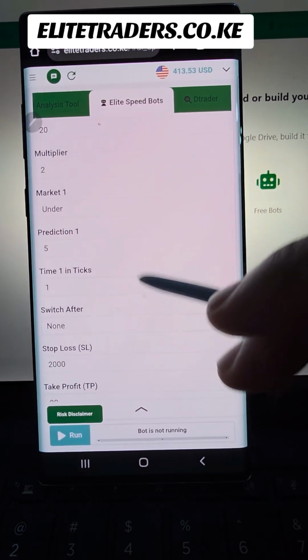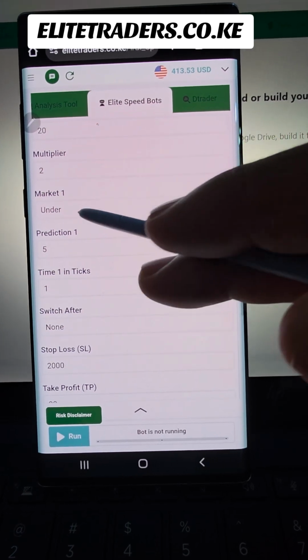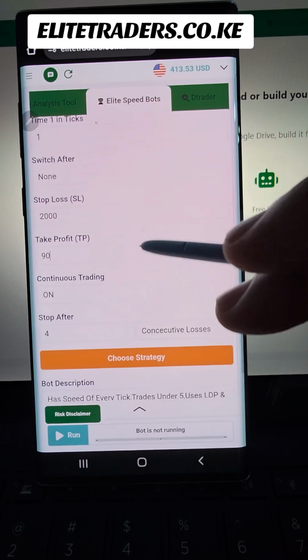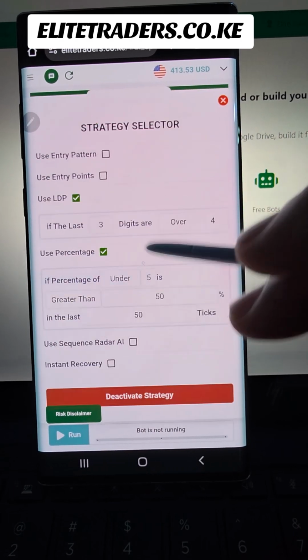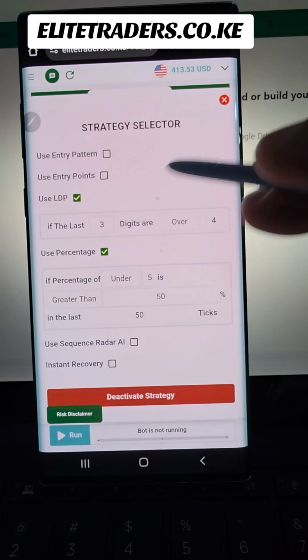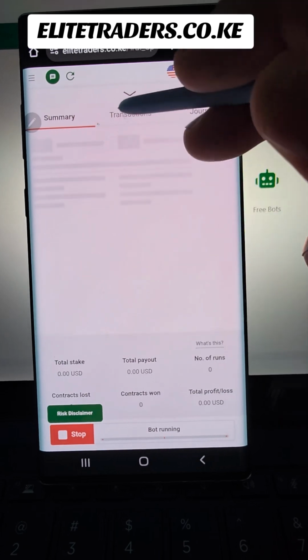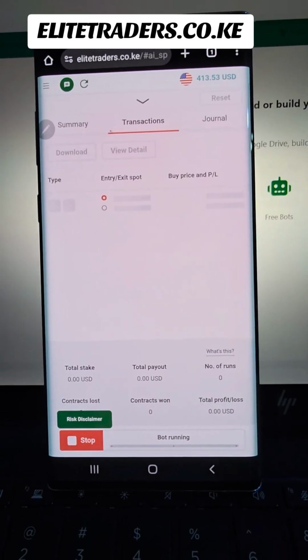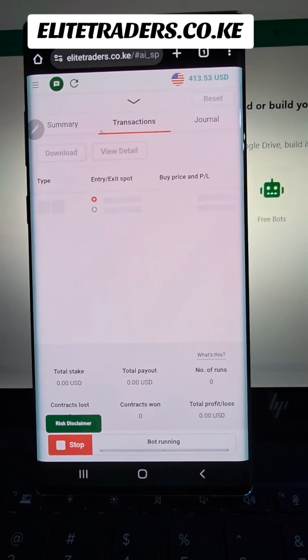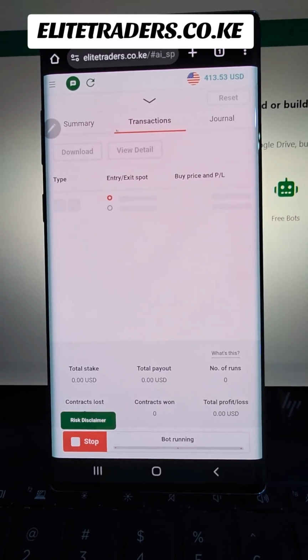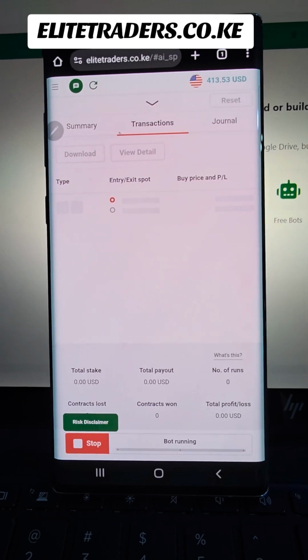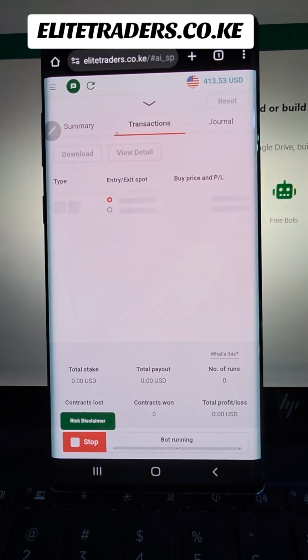So this robot is actually trading. Just check, market 1 is under 5 here, and the robot is auto analysis. It's using the LDP and percentage for analysis. Okay, so just run the robot. Once the market meets the condition, the robot will start the execution, and for each and every trade, this robot makes single entries. So let's see how the market goes.